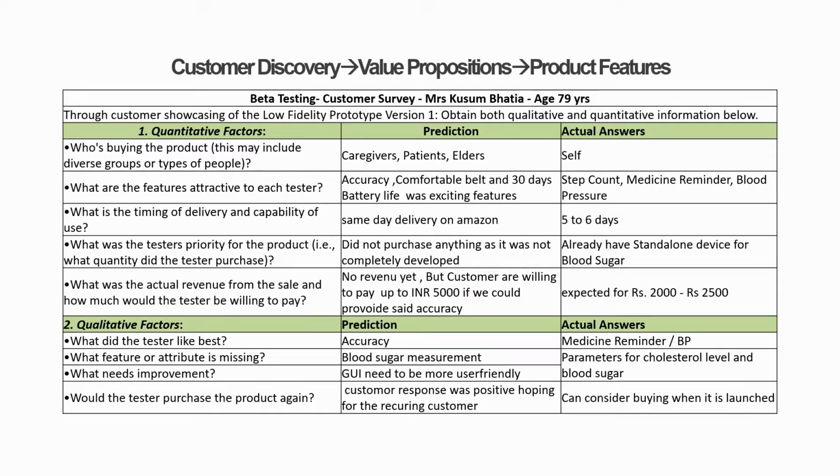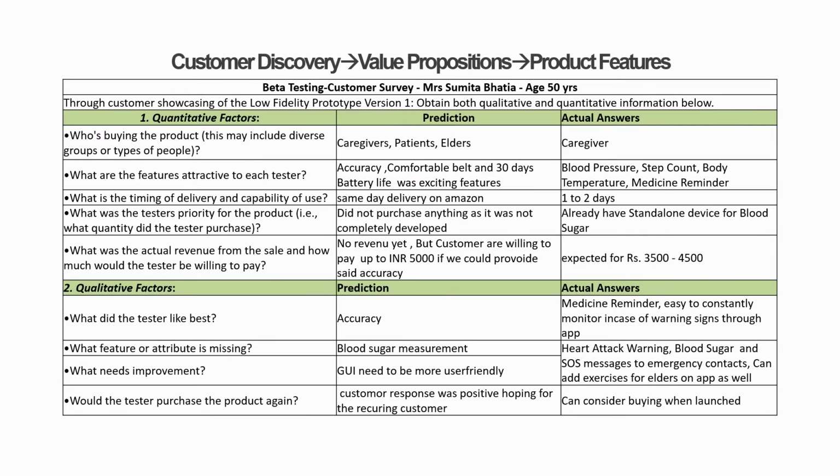So, what this person mentioned is they already have a standalone device for blood sugar measurement, and they have never come across a similar smartwatch which they can wear for measuring so many vitals, and their expected cost is around 2000 to 2500 rupees. They really like the medicinal reminder and the BP measurement aspects. The parameters for cholesterol level and blood sugar have to have really high accuracy and be comparable with their standalone devices. They said they can consider buying once this is launched. This is very early stage for them to really comment on whether they would like to buy or not, unless the product is launched, right.